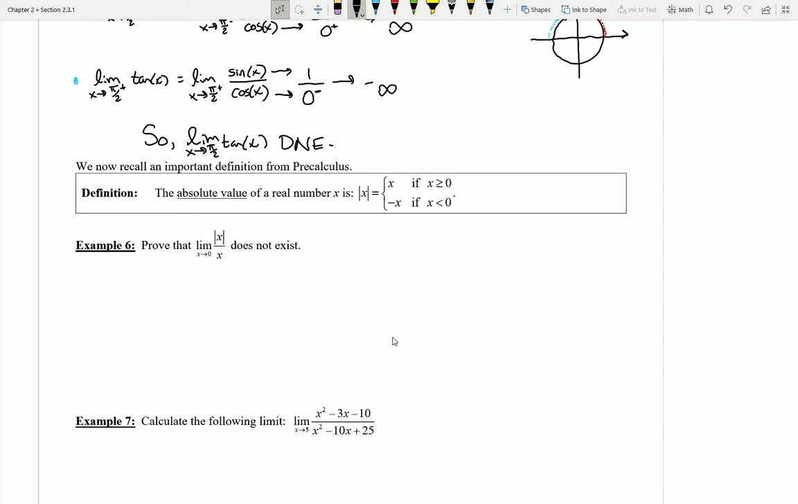Well, now let's take a look at another example. Example number 6. But before we do that, it's important for us to recall an important definition that we would have seen in a pre-calculus class. It relates to the idea of the absolute value. Now, we briefly discussed this in the video on the skills check, but let's take a look at it again.